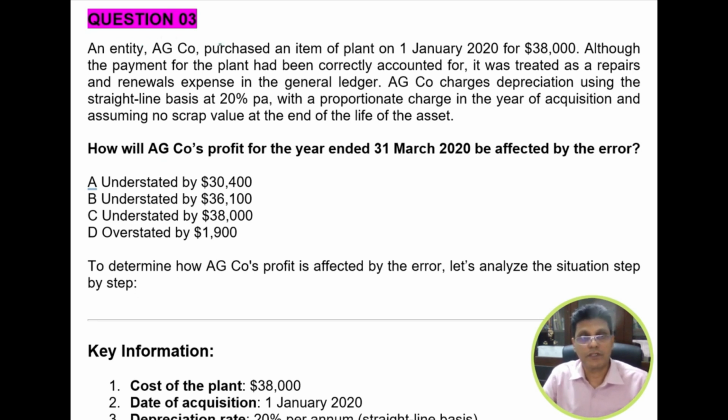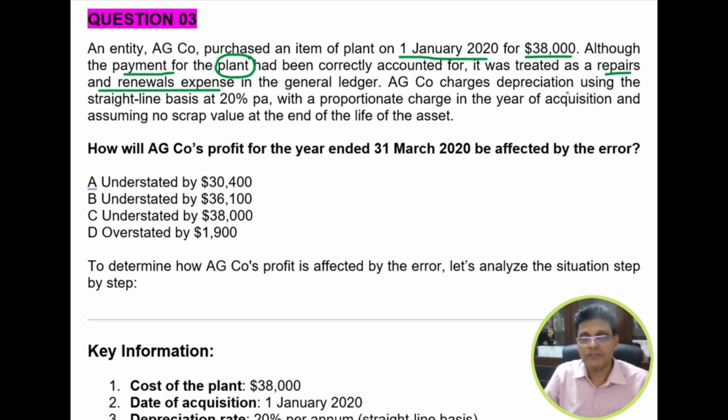Okay, now let's move on to this particular question. AG company purchased an item of plant on 1st January 2020 for $38,000. Although the payment for the plant had been correctly accounted for, it was treated as a repairs and renewal expense. So the AG company has purchased a plant. It's a fixed asset. However, it has been treated as repairs and renewal expense in the general ledger.